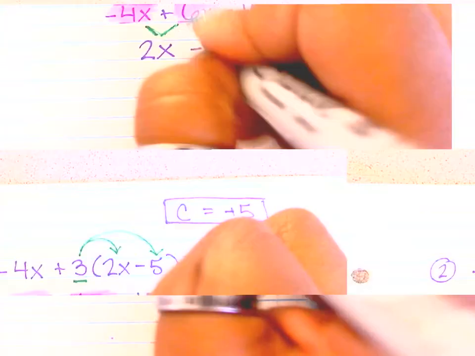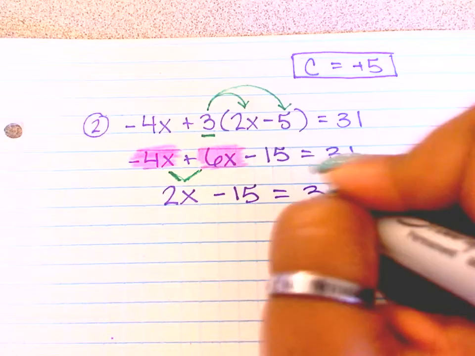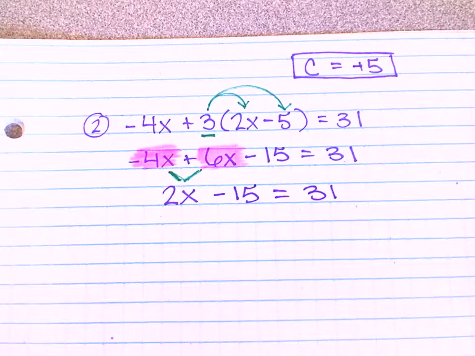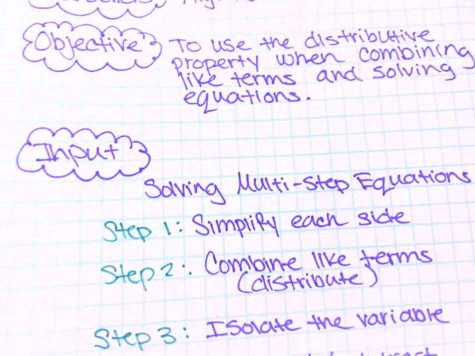So then I still have the minus 15 equals 31. So I had to distribute first, then combine my like terms. Now I'm just solving the simple two-step equation. So again, step number 2 told me to combine like terms. Now step 3 tells me to isolate the variable.